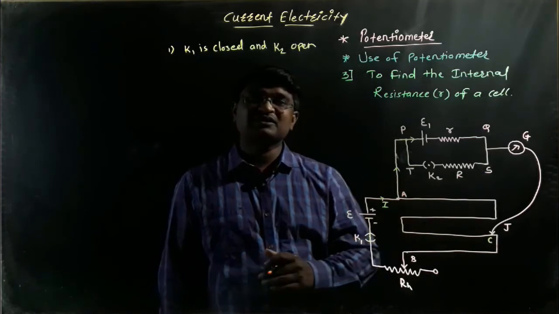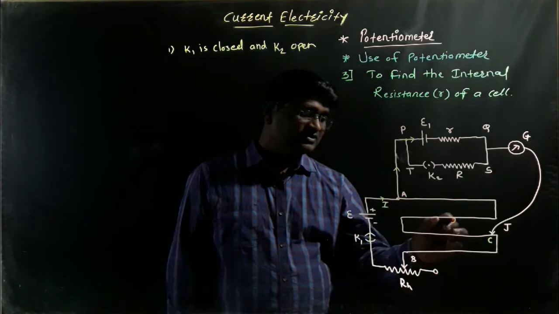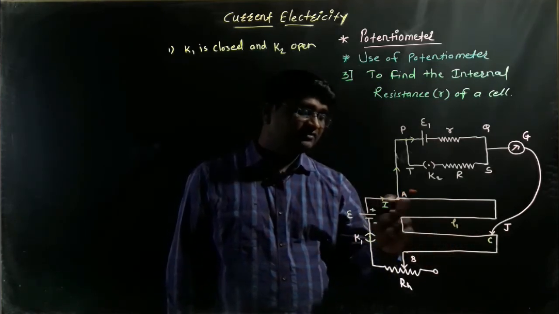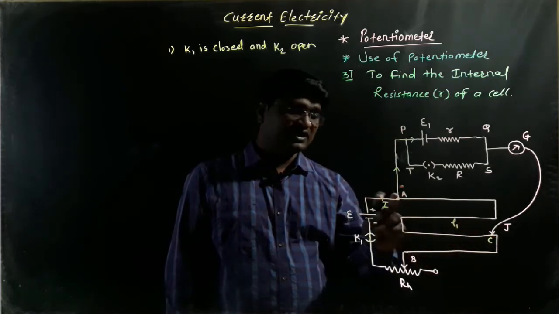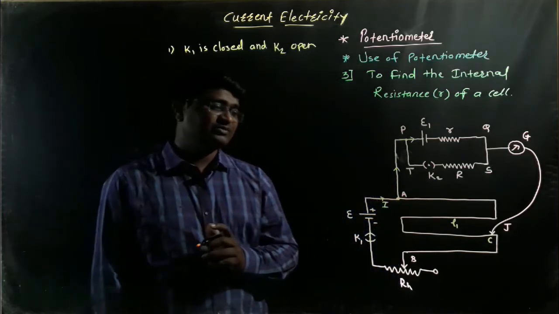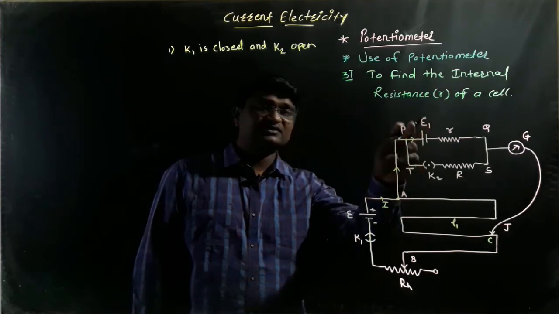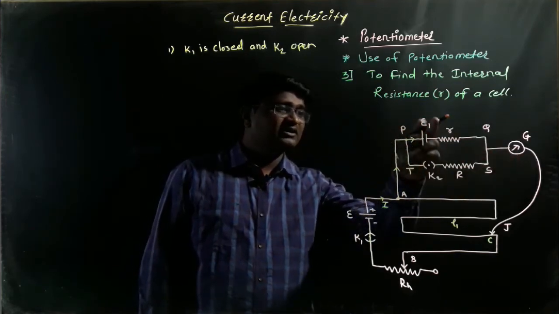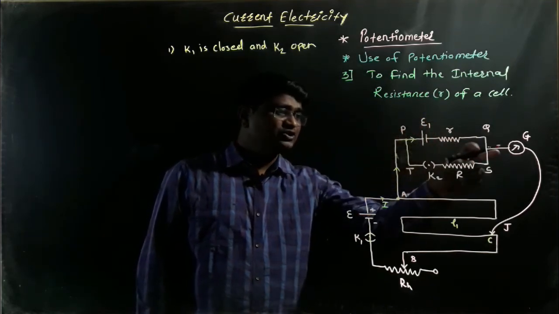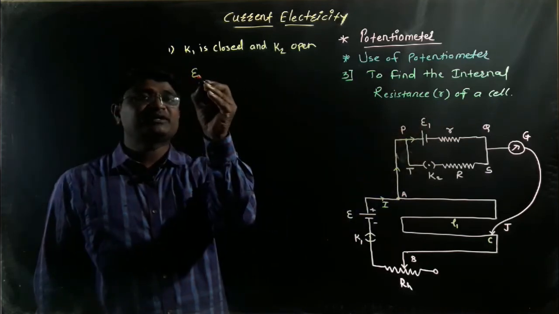This point C is called the null point. At this point, the length of the wire AC is denoted by small L1. Imagine that. Its potential is denoted by VAC, and the length of the portion is denoted by L1. As per the principle of the potentiometer, the potential will be epsilon 1, because epsilon 1 is the cell, and the electric current passes through the galvanometer only through the cell E1. So the total potential through the circuit is that of the cell epsilon 1.